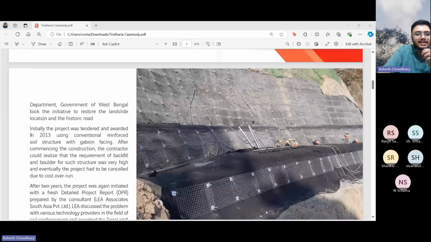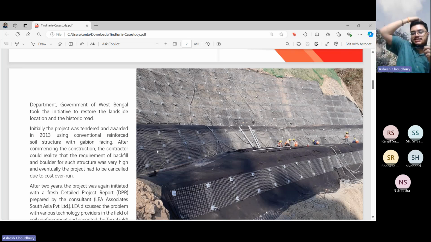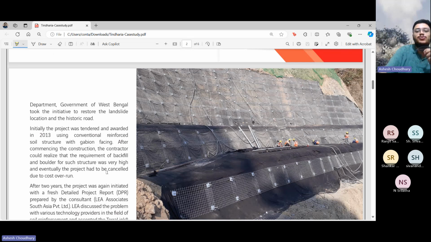See, initially the project was tendered and awarded in 2000 using a conventional reinforced soil structure with Gabion facing. So a conventional reinforced earth structure, with the normal reinforcement. They thought they would use that to construct it. But the main challenge was that the amount of backfill needed to fill that earth structure was actually huge.